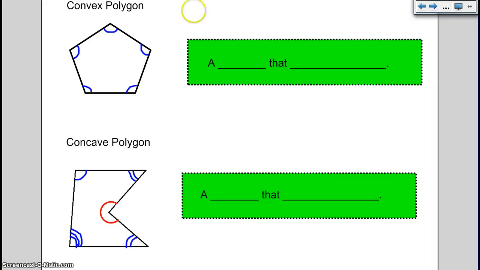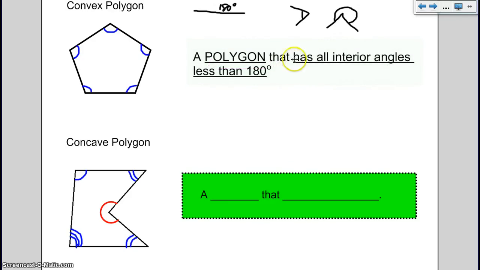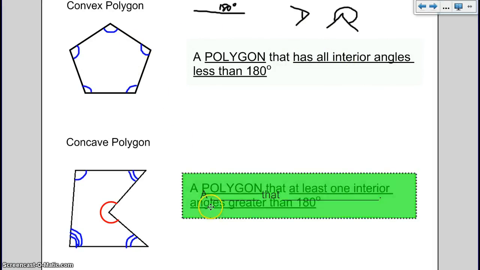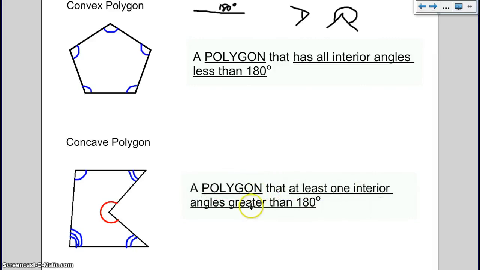Now, the true definition is, if I look at this, all the angles are going to be less than this. What is that angle? This is 180 degrees. So this one is less than 180. But if you notice, this angle is more than 180 degrees. So when I say that a convex polygon is a polygon that has all interior angles less than 180 degrees, these are less than a straight line. But then when I go to concave and I see a polygon that has at least one interior angle greater than 180 degrees, I know that I have an angle that is bigger than a straight line.